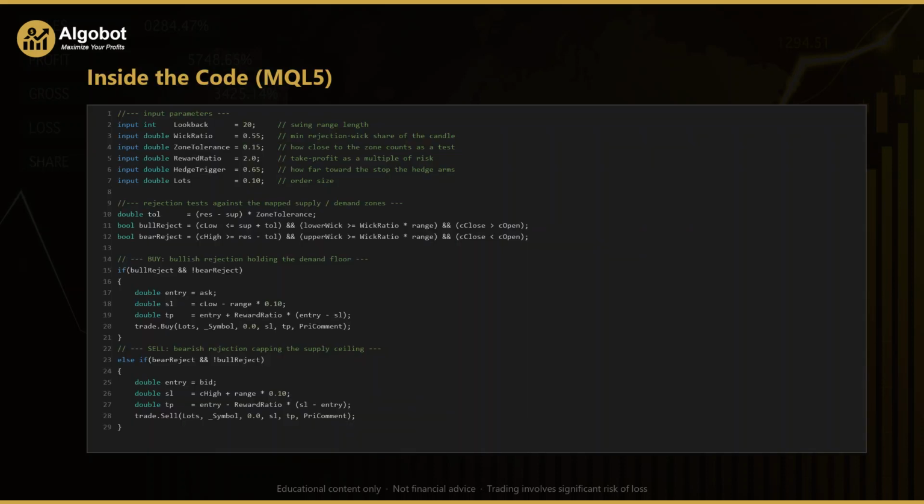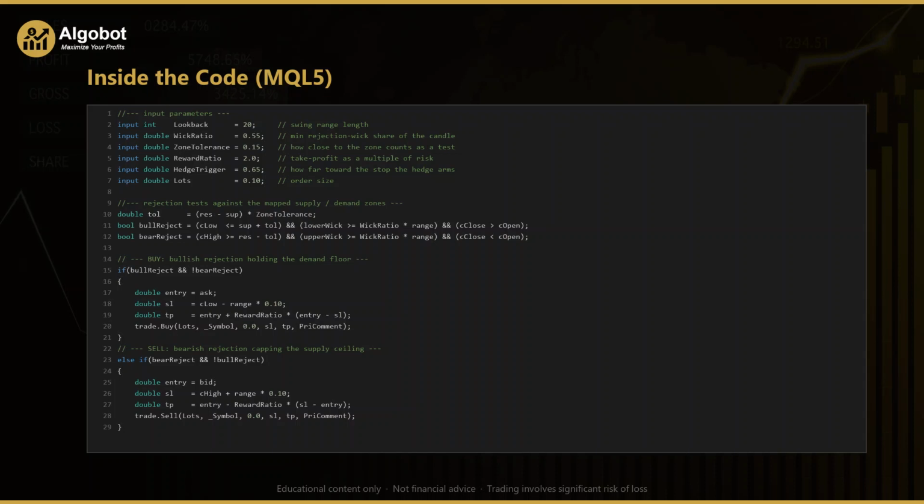Now let's read the actual MetaQuotes code, just as it appears in MetaEditor. At the top, we have the input parameters. Lookback sets how many candles define the supply and demand range. Wick ratio sets how dominant the rejection wick must be. Zone tolerance controls how close to a zone counts as a valid test. Reward ratio sets the take profit as a multiple of the risk. HedgeTrigger decides how far toward the stop the protective position becomes active. And lots is simply the order size.